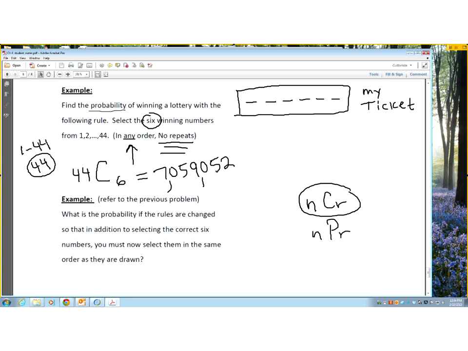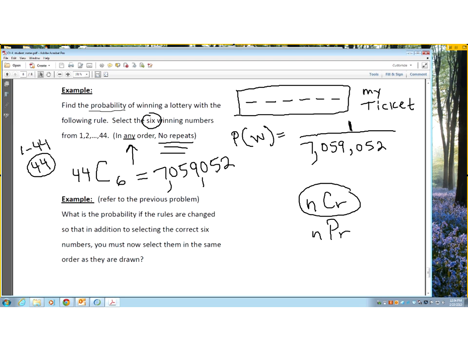So the probability then of having the winning ticket, probability of W: the total possible outcomes is 7,059,052, and there's only going to be one winning combination of numbers, and that's your numerator. Now you could write that as a decimal or scientific notation. It's probably a very small probability.